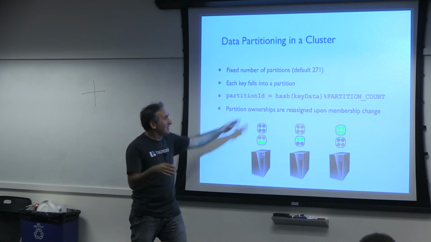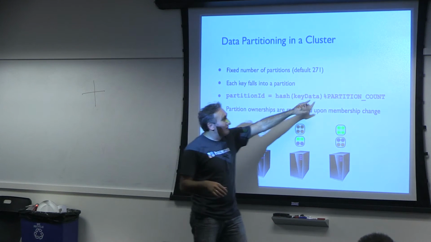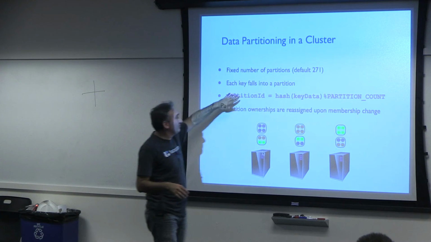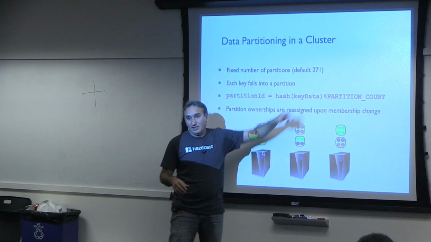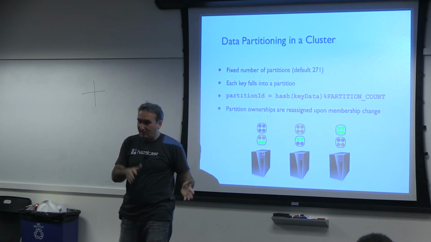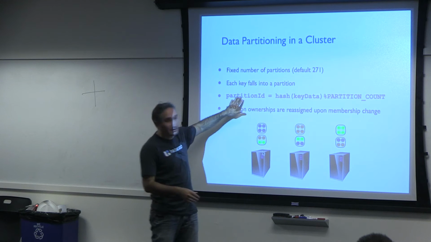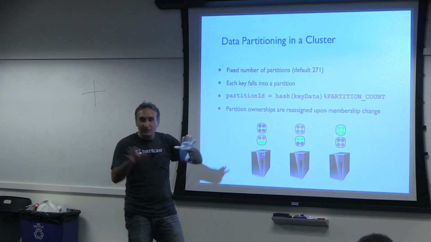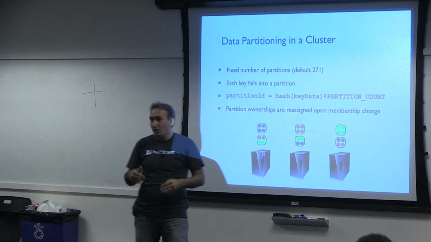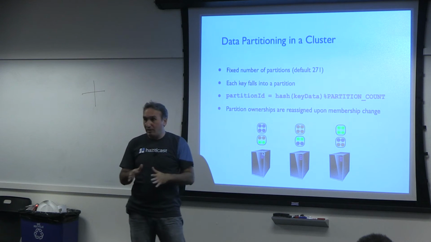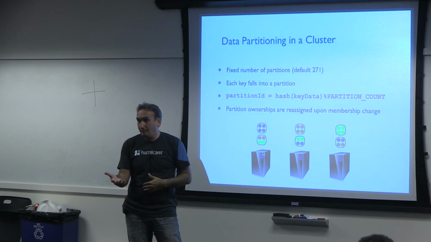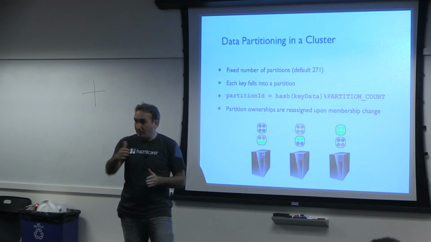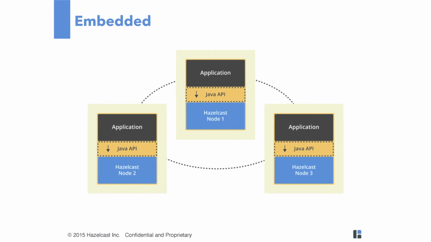So we're going to hash the key and then mark with the partition key, and we'll find the partition ID for that key. So that means as long as the keys are the same, we'll come up with the same partition ID. And every node in the cluster, even the clients, know which partition is owned by which member. And then we're going to route the request to that guy.